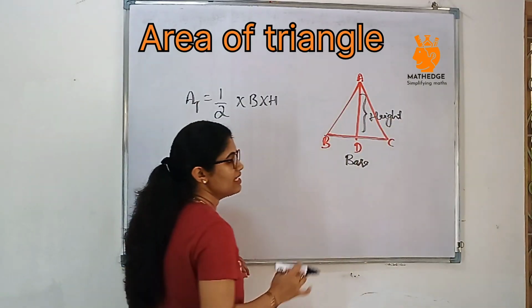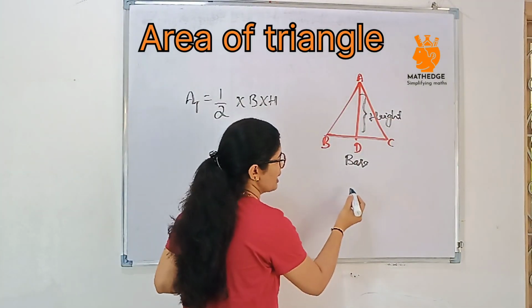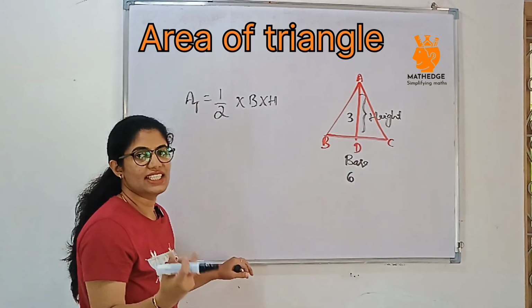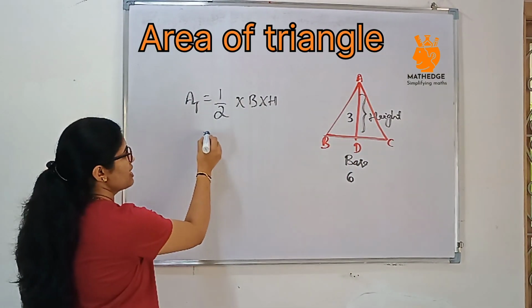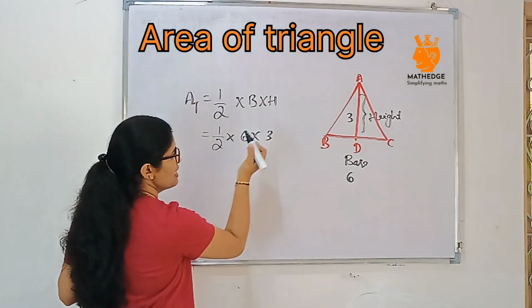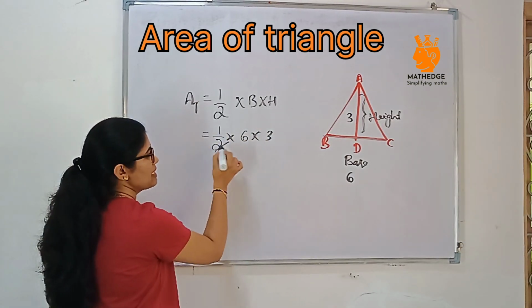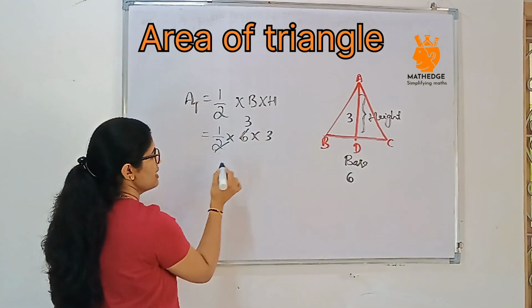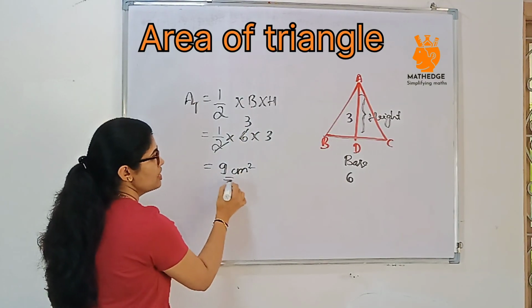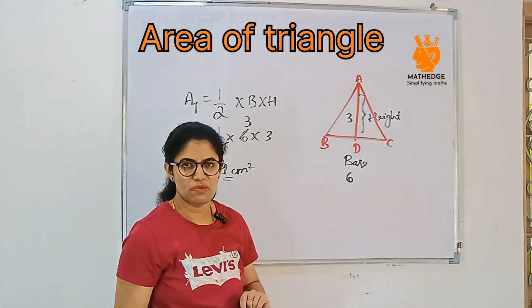Right? And let's say you have a triangle of base 6 and height 3. We can calculate the area of the triangle. So the area of triangle formula is half, and base is 6 and height is 3. See, 2 is divisible into 6, so we can divide. 2 3s are 6, 3 3s are 9. 9 centimeter square. So the area of the triangle is 9 centimeter square.